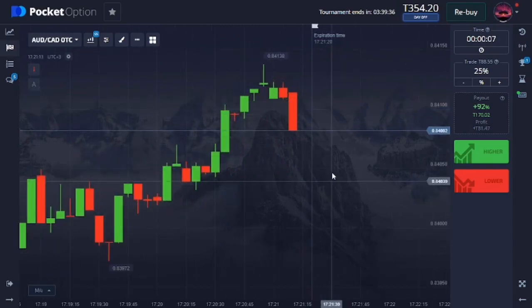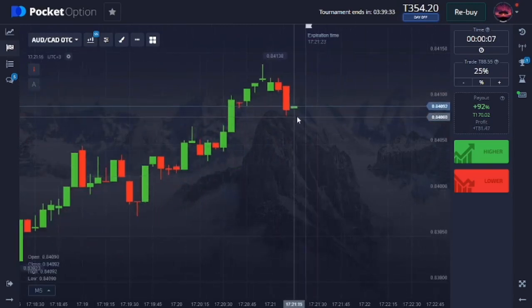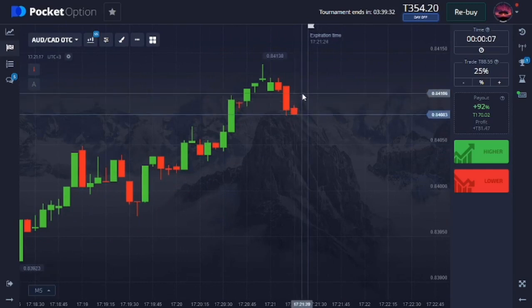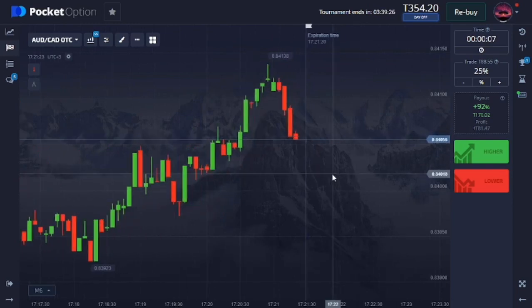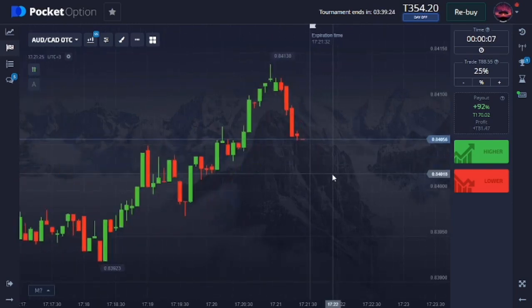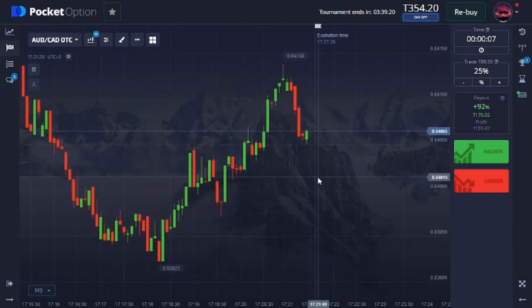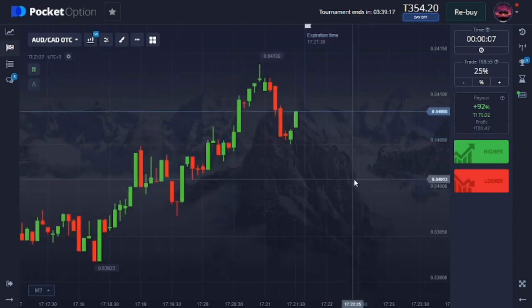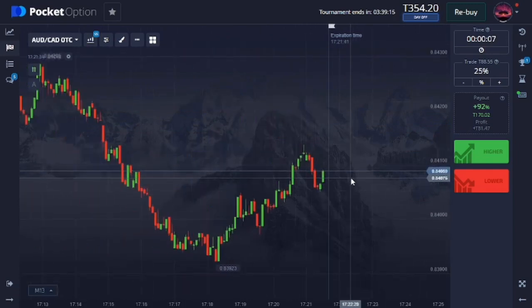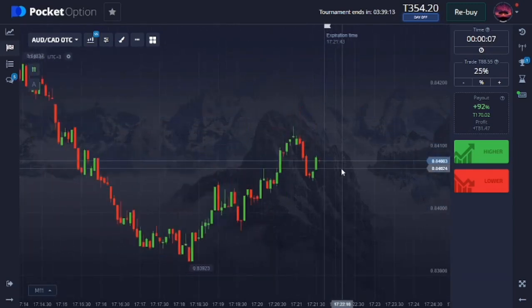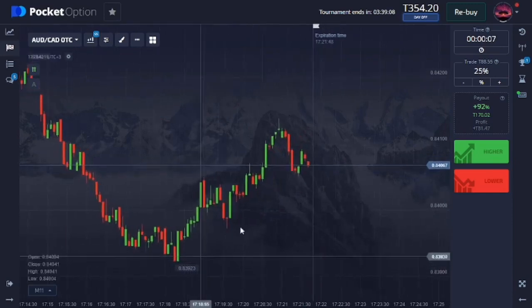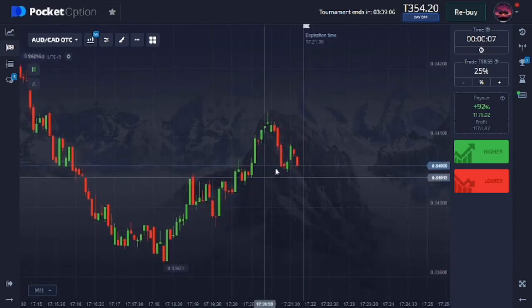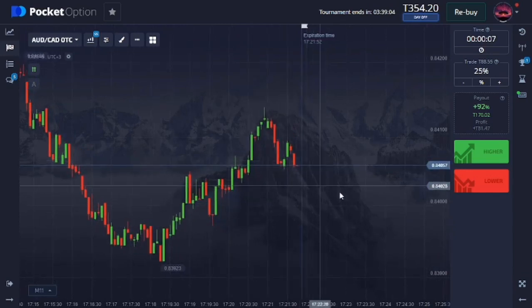Okay, this is a great reversal. Now we need a trade back up. Oh, not that. Yes, thank you. Up. Okay, this might be a continuation. Yeah, this feels like the trend line is showing us that this thing is not going to continue.